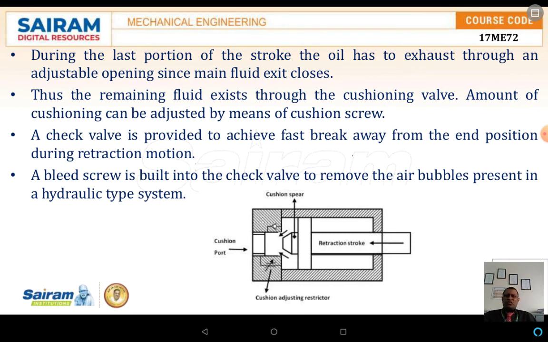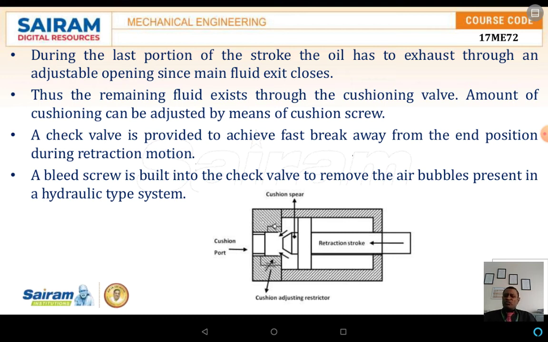During the last portion of the stroke, the oil has to exhaust through an adjustable opening since the main fluid exhaust closes. Thus, the remaining fluid exits through the cushioning valve. The opening of the cushioning valve can be adjusted by means of the cushioning screw. Now here you can observe that there are two valves. One is the cushioning adjusting valve, and the other is a shuttle valve, or a check valve.